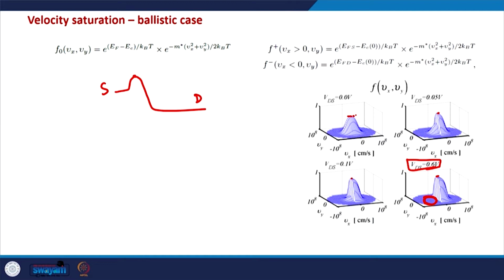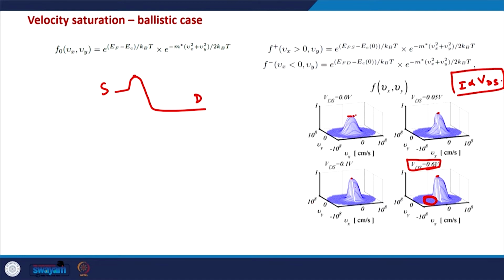trying to understand the velocity saturation in ballistic MOSFET, as we are increasing the VDS value, as we are increasing the drain voltage, what is happening is that the negative velocity electrons are getting less and less in number. So there is a net current in the system, and the current is directly proportional to the VDS value. This is known as the linear region.